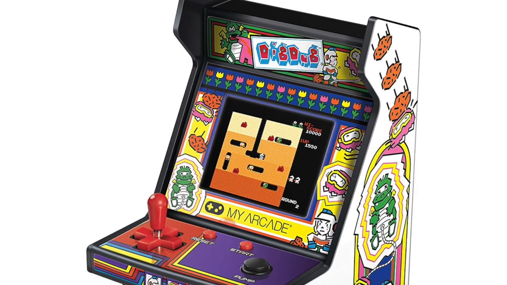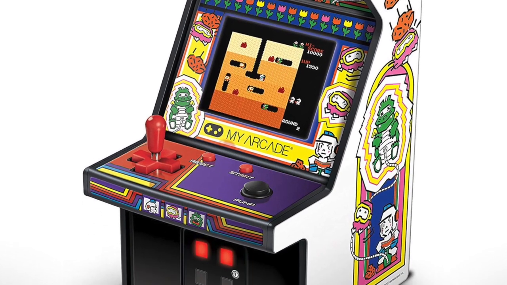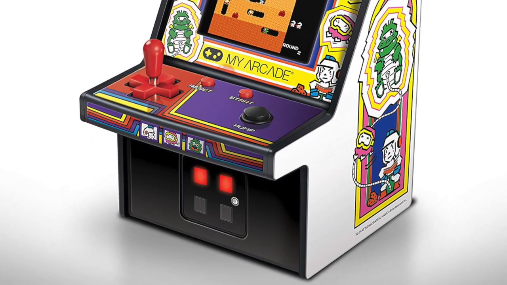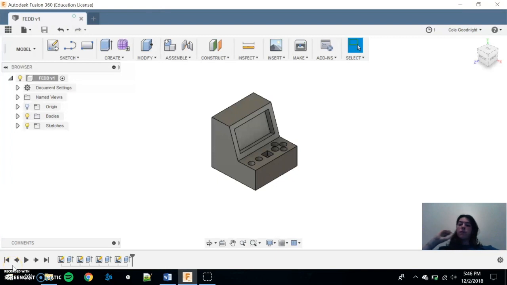When researching what we wanted our arcade cabinet to look like, we looked at old-fashioned models such as this one and came up with our own spin of it. So this is the 3D model of our arcade cabinet that we made before we started building so we could visualize what our designs look like.